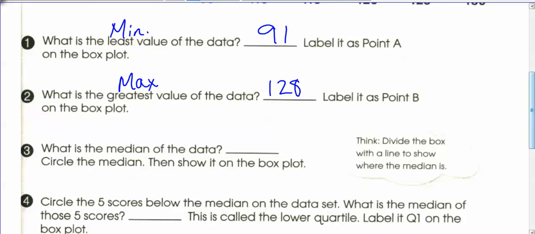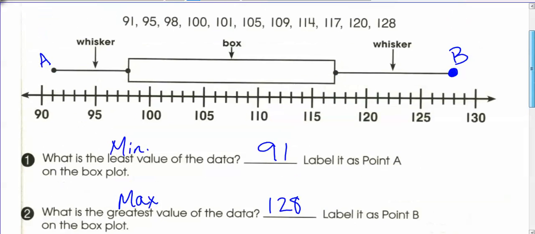All right, the next part says what is the median of the data? Circle the median, then show it on the box plot. Divide the box with a line to show where the median is. All right, we're looking for the middle value.